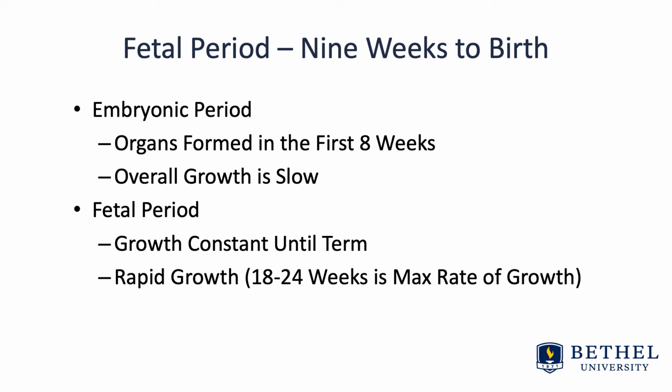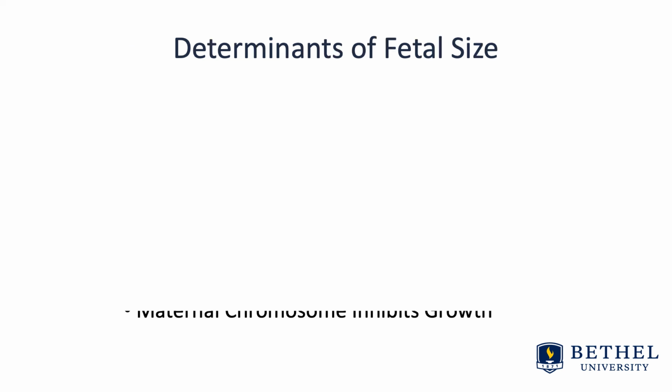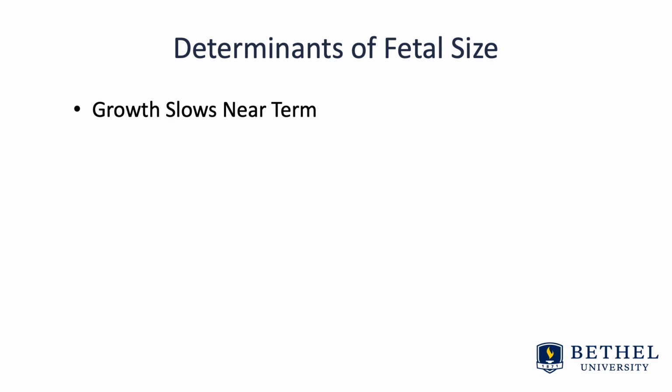Growth does taper off at 37 to 38 weeks, but when we go back to those initial definitions, we had hyperplasia versus hypertrophy. This is where you're seeing those two phases. Determinants of fetal size: growth slows near term as reduced placental blood flow happens. And there's also other factors.